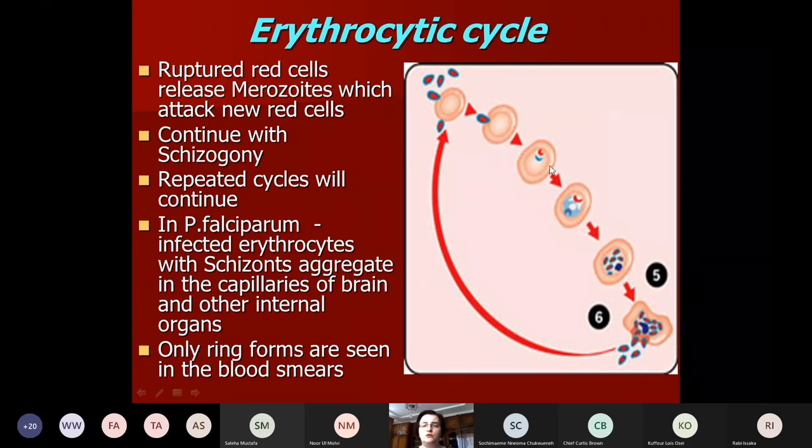Schizogony continues, you see, repeated cycles will continue. In Plasmodium falciparum, infected erythrocytes with schizont aggregate in the capillaries of the brain and other internal organs and can lead to very serious complications. You will see a little later what complications can be. Only ring forms are seen in the blood smears.